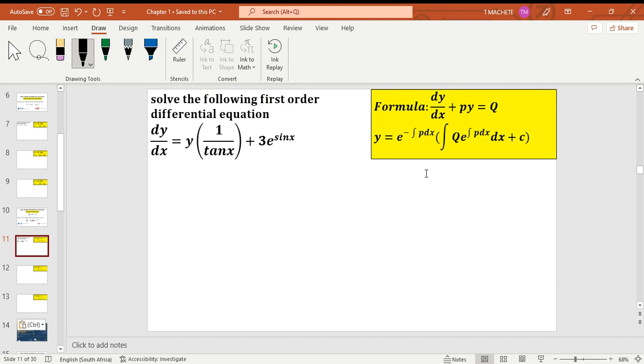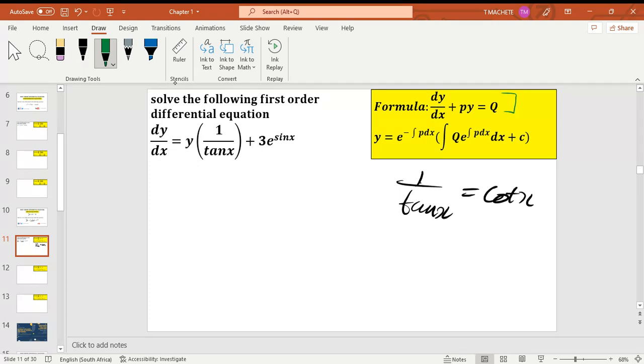The first thing that you do, you change 1 over tan x, which equals cot x. So you have to change that to cot x. Then the formula that I wrote here on the top right, that's the formula that we're gonna use for the linear differential equation. So we're gonna go ahead and say dy over dx.